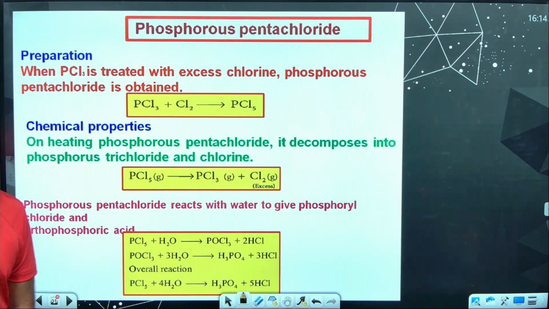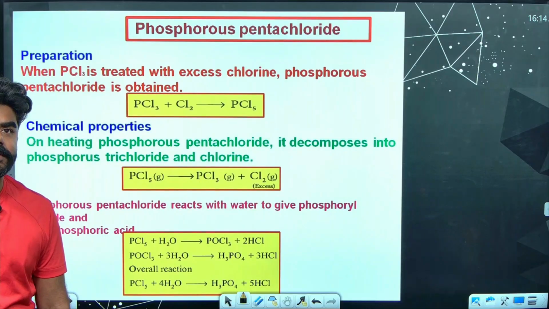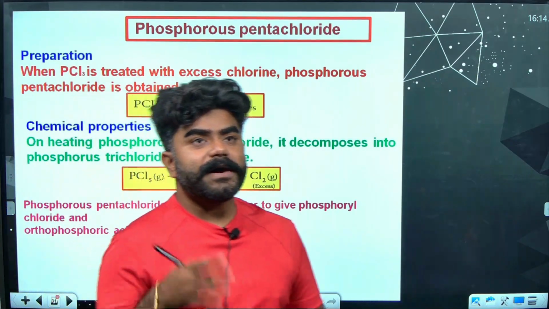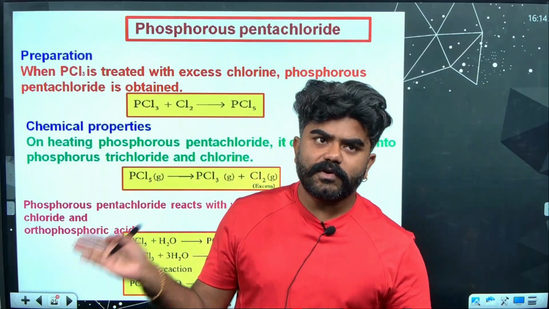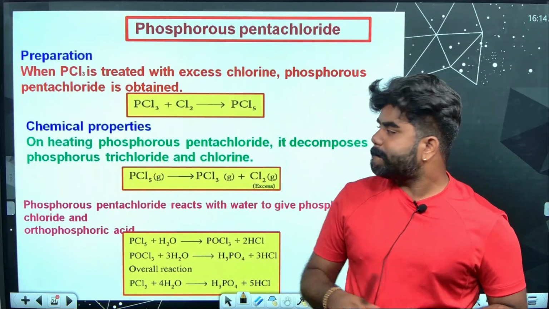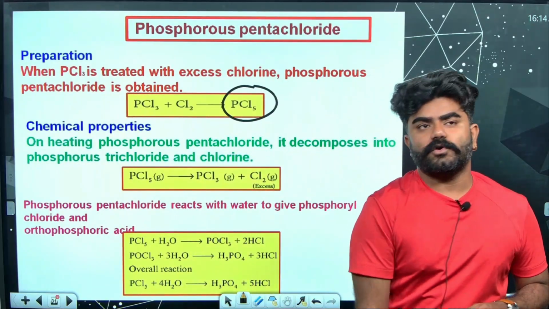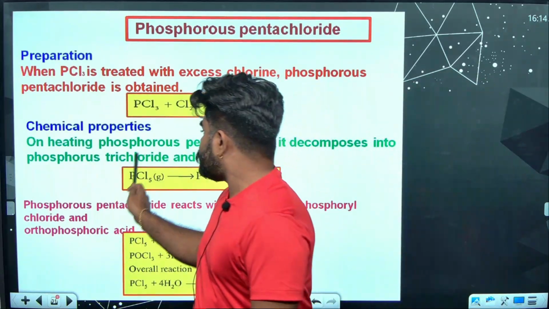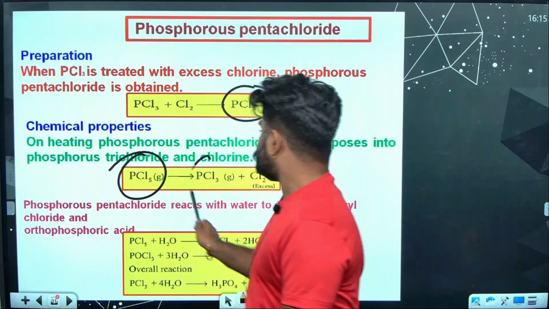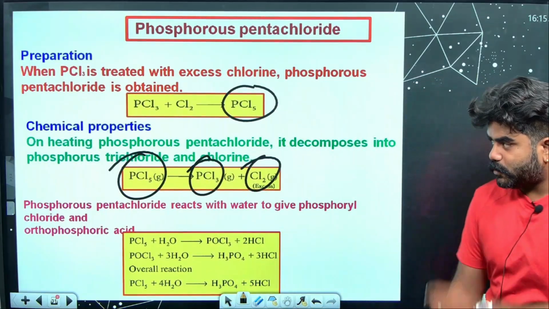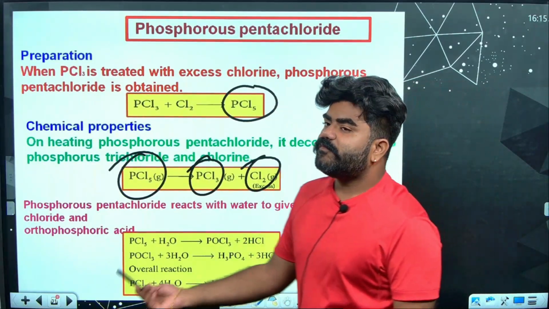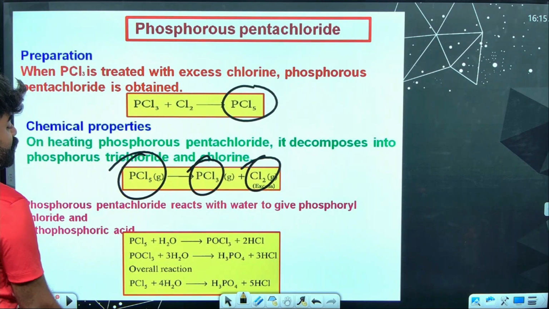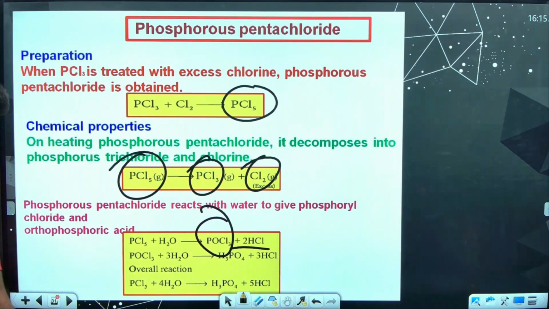Now let us go to phosphorus pentachloride. Phosphorus pentachloride is prepared by passing chlorine to phosphorus trichloride. Then we get phosphorus pentachloride formed. So if we look at its properties, first thing, when we heat phosphorus pentachloride it will decompose into PCl3 and Cl2. Then PCl5 will also undergo hydrolysis to form phosphoryl chloride along with elimination of HCl.